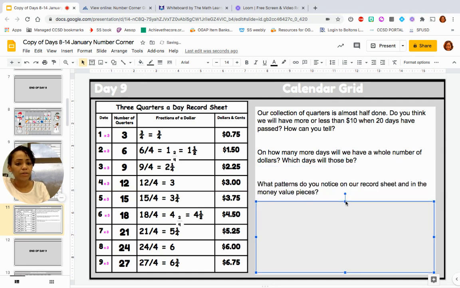Let's look for some patterns. What are some patterns that you're noticing? Pay close attention specifically to our mixed numbers here and how it relates to how much money we have in dollars and cents, and any other patterns that you may be noticing.